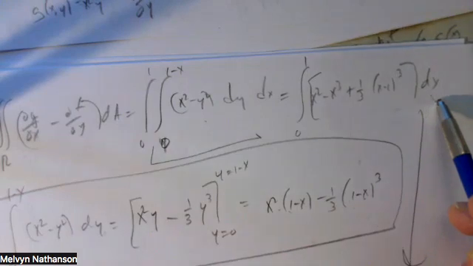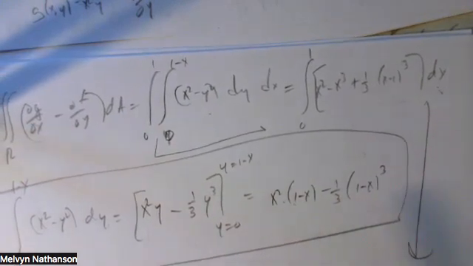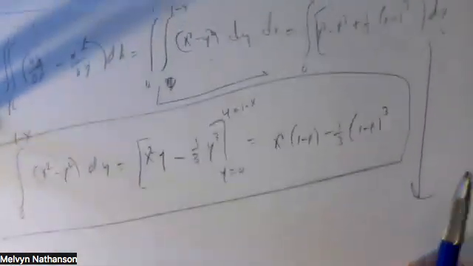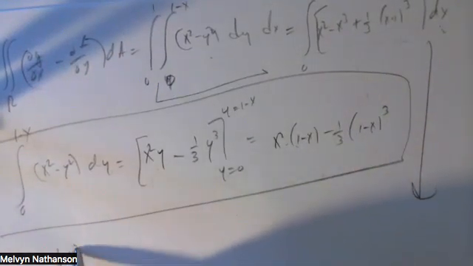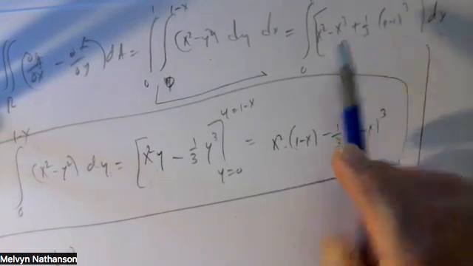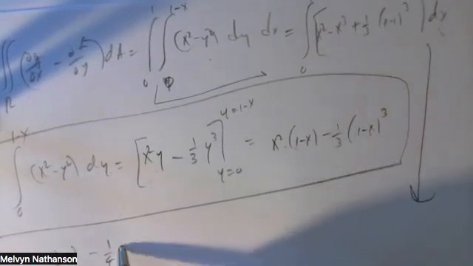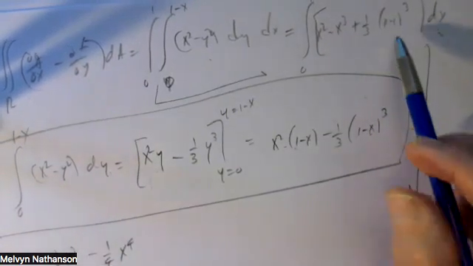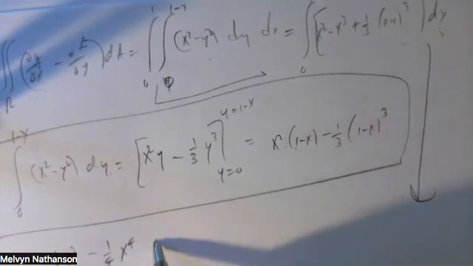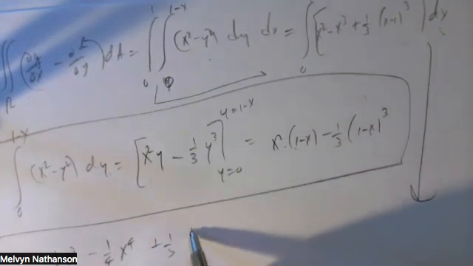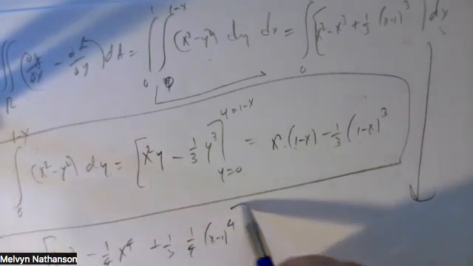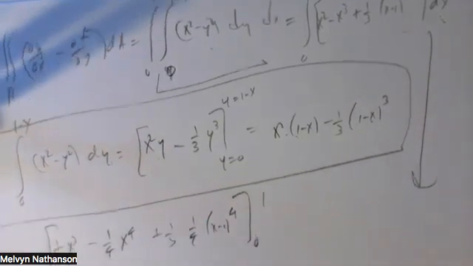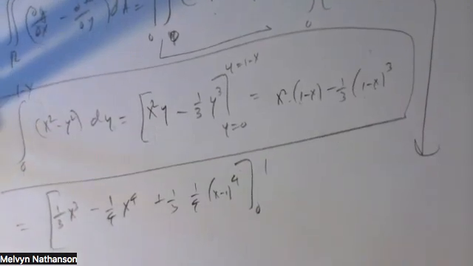And what is this integral? Well, the integral of x squared is 1/3 x cubed. The integral of x to the 3rd is 1/4 x to the 4th. The integral of (x minus 1) cubed is 1/4 (x minus 1) to the 4th. So I'm evaluating this from 0 to 1.